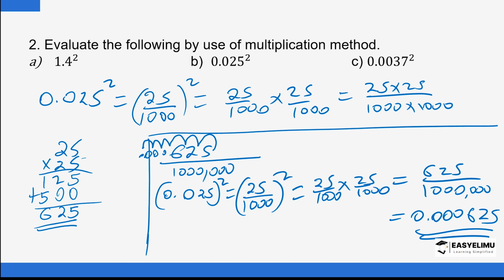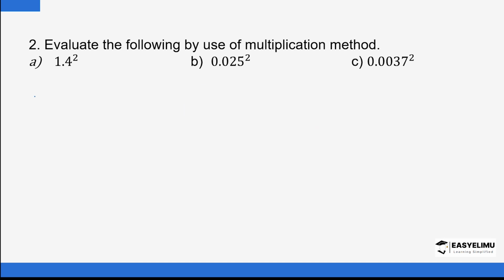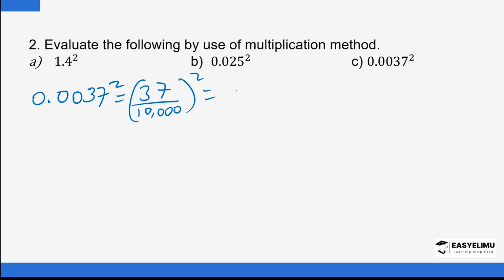So again, I have 0.0037 squared. So the approach is still the same. 37 over 1, 2, 3, 4. So 10,000 squared, which is again 37 over 10,000 times 37 again over 10,000. So you multiply 37 by 37.